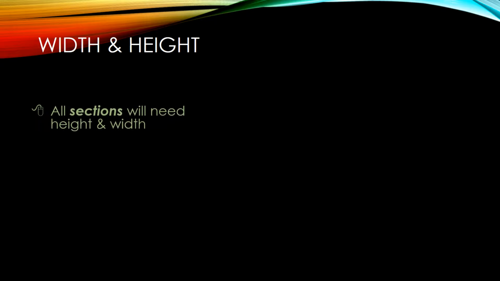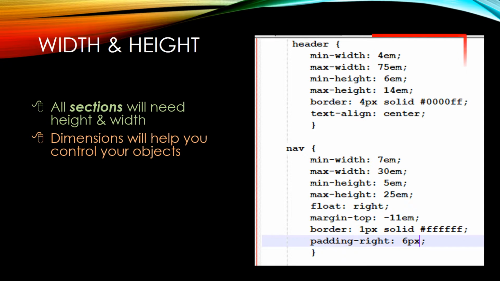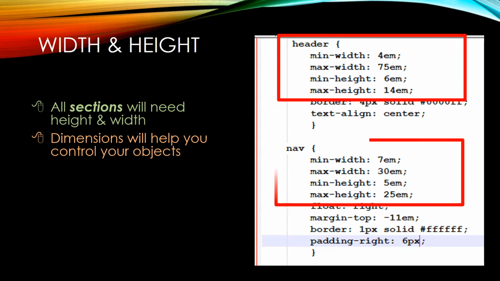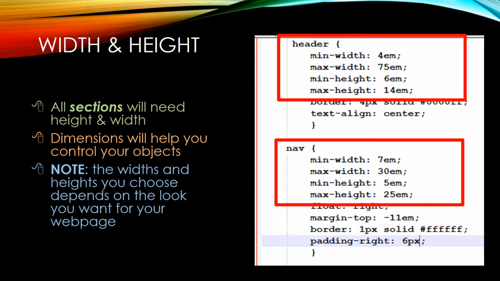Width and height. All sections, as stated earlier, need a height and a width. These dimensions will help you control your objects. Note the widths and heights you choose depend on the look you want for your web page. If you look to the right for the example, we have the header set up with a min width, a max width, a min height, and a max height. Also, we have the nav bar set up with a min width, max width, min height, max height. These numbers will be based on placement or how you want to set up the styling on your page.